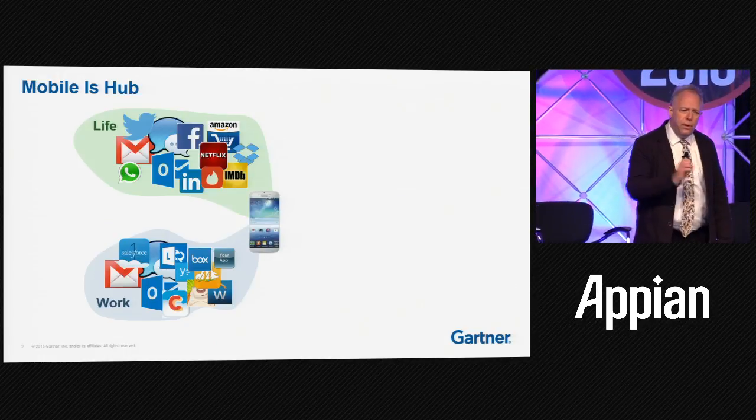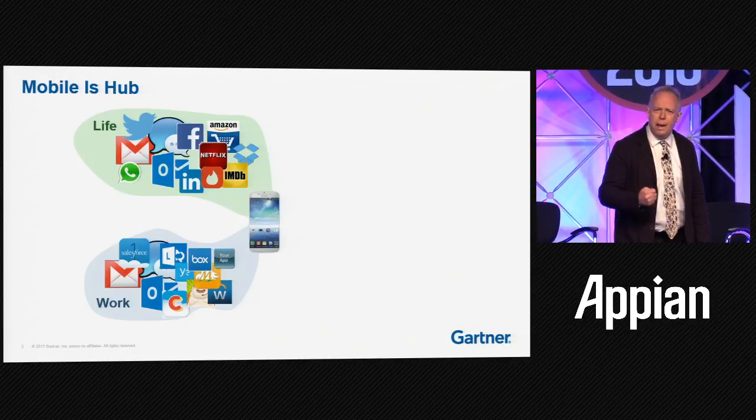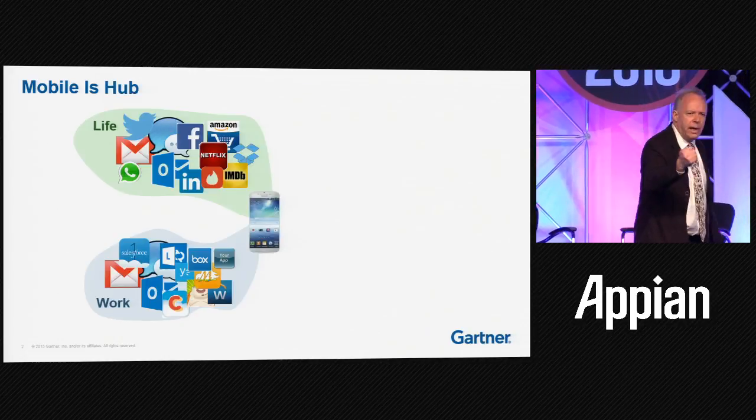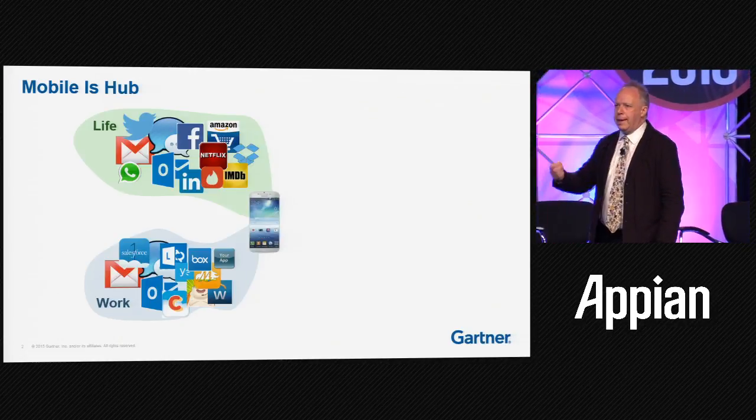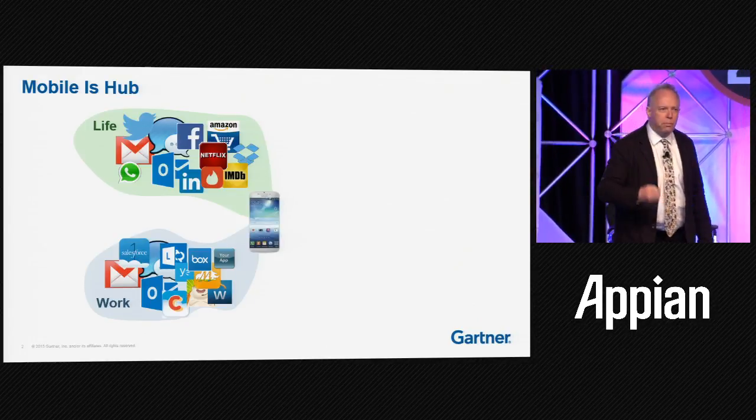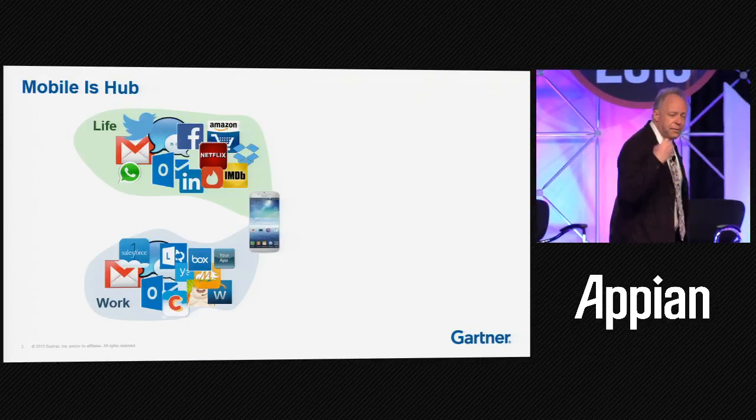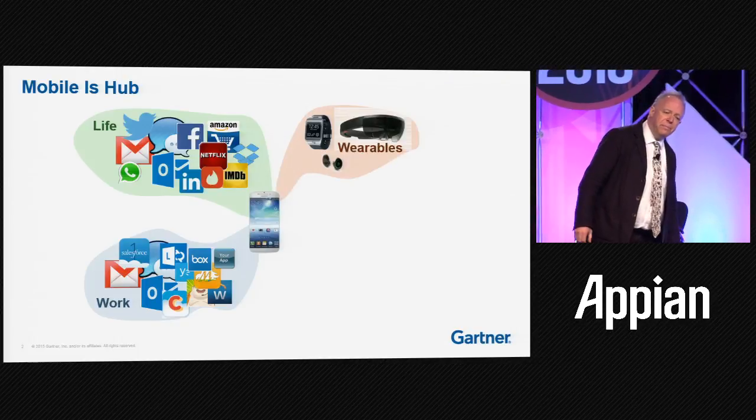The reason people are using all of these tools is they want to have the same efficiency that they have in their social life with their work life. People don't use Dropbox because they want to leak data. They use Dropbox because it's efficient. It's fast. It gets the job done.